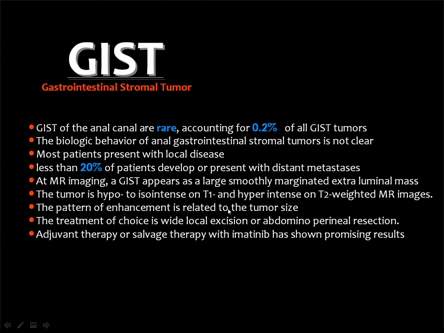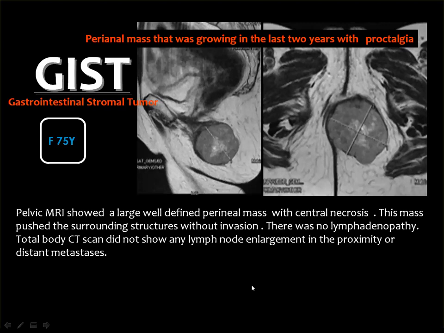The enhancement pattern is related to the size of the tumor. If the tumor is sizable, it will contain areas of necrosis, but if it is small, it will show homogeneous enhancement and is treated by abdominoperineal resection. You remember that these tumors may respond well to some chemotherapy in order to downstage the tumor size, then they may have optimal outcome or favorable outcome of surgery.